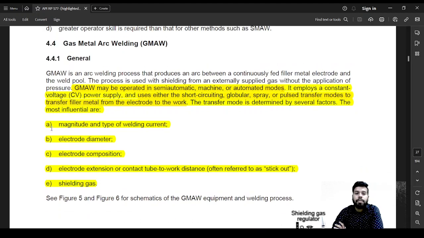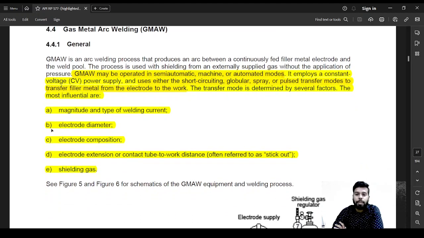Next is MIG welding or GMAW welding. GMAW arc welding processes produce an arc between a continuously fed filler metal. In this case, you have a filler metal that is in the form of a wire. You have an electrode holder, and this wire comes out depending on the rate that you have set. Once you press the button, the wire comes out. This wire will melt and deposit on the weldment.